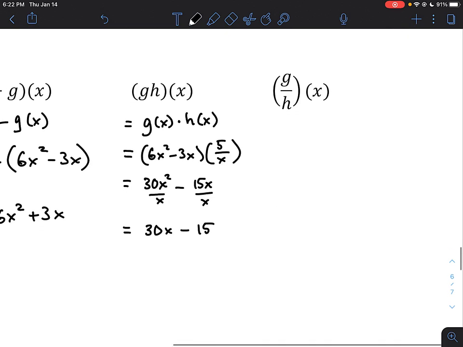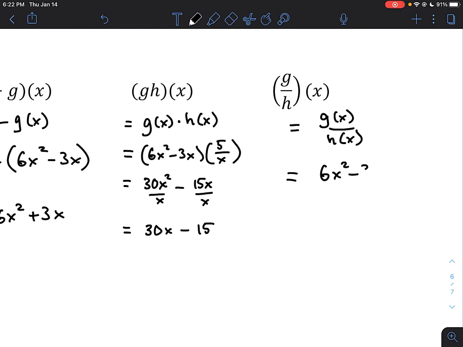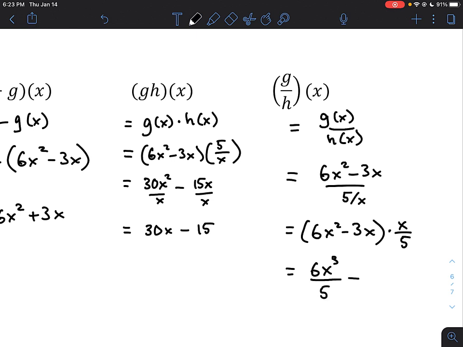And then finally, this last one implies division. So when you see g over h of x, it just means do g of x divided by h of x. The g of x was our 6x squared minus 3x, and that's going to be divided by 5 over x. And then we have some invert and multiply to do here. If you divide by a fraction, you multiply by its reciprocal instead. So we're going to multiply by x over 5 instead, and then distribute that x over 5, and we're going to wind up getting 6x cubed over 5 minus 3x squared over 5. And this is where we're going to stop this one here.